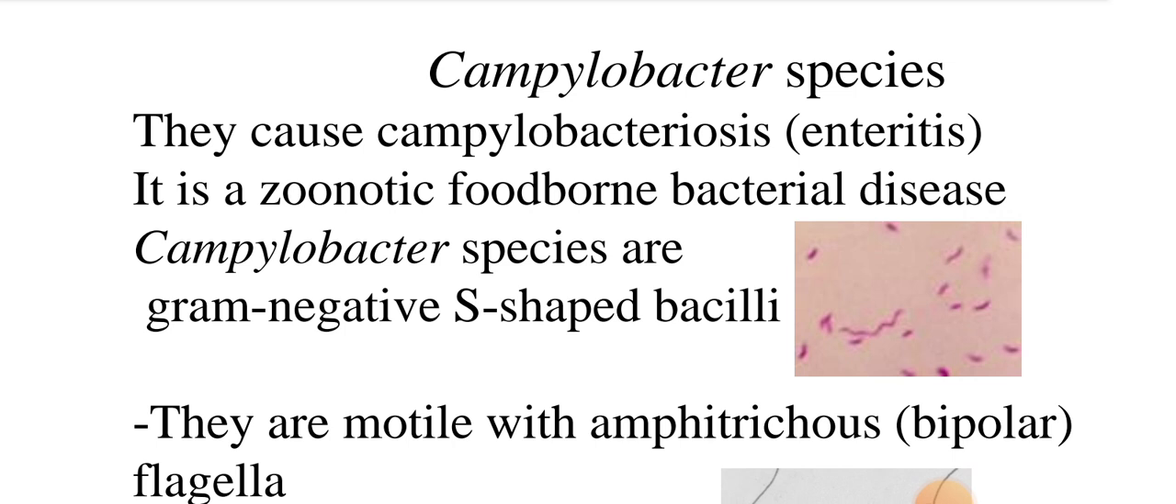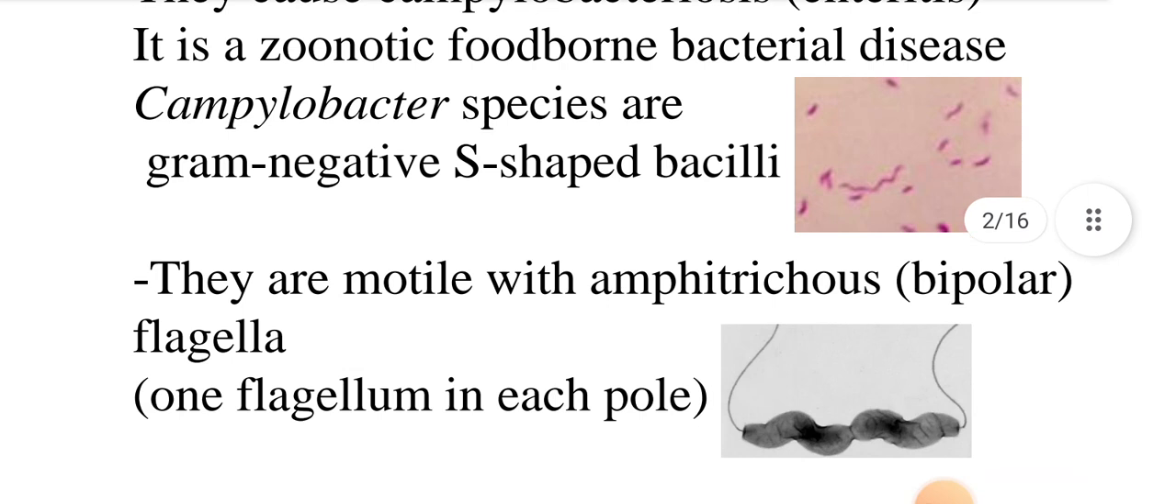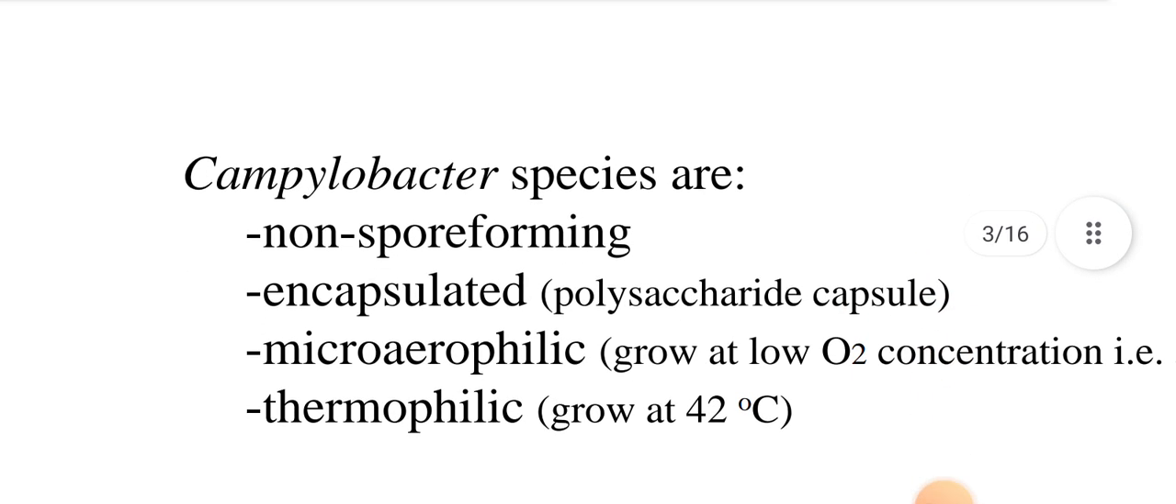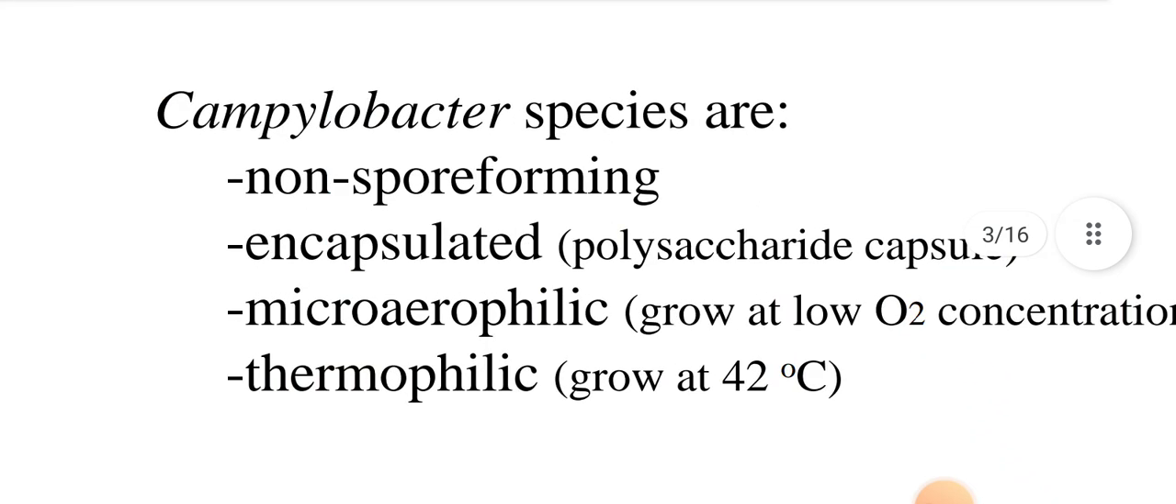Campylobacter species are gram-negative S-shaped bacilli, as you see in the upper picture. This is a gram stain. They are motile with amphitrichous, that is to say bipolar flagella, one flagellum in each pole, as you see in the lower picture. They are non-spore forming. They are encapsulated. The capsule is a polysaccharide capsule.